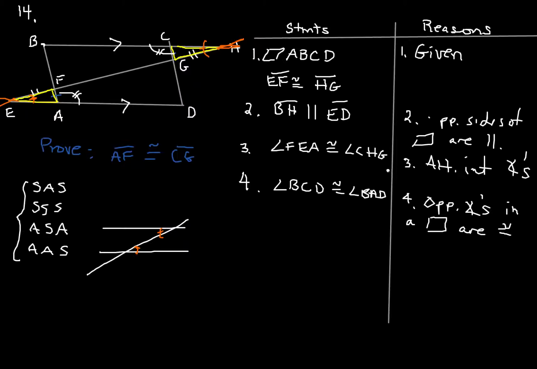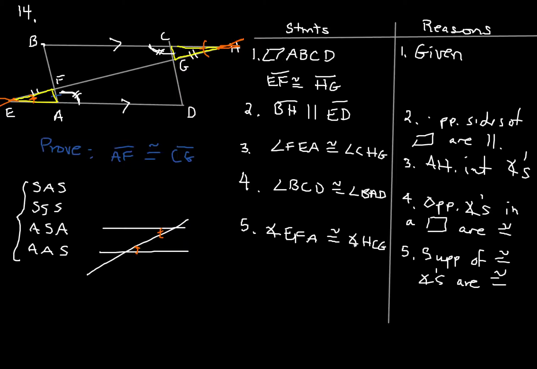All right, you're saying that's not even in the triangle. How's that going to help us? Well, because we know that this angle is congruent to this angle, we know that their supplements are going to be congruent. So we can say that angle EFA is congruent to angle HCG. All right, so that one would be supplements of congruent angles are congruent.